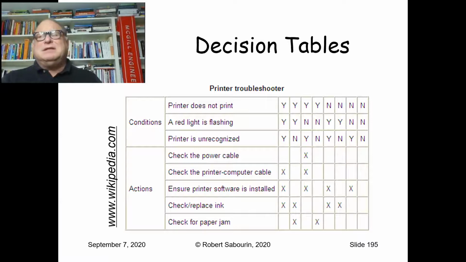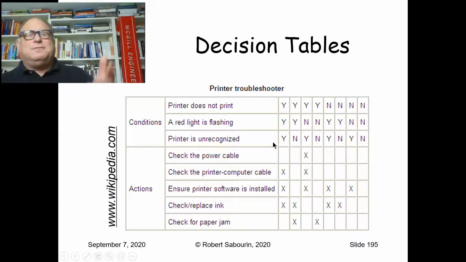Now, in these conditions, if you read it from left to right, the first rule says, if the printer does not print, and a red light is flashing, and the printer is unrecognized by the operating system, then what we should do is we should check the printer computer cable, ensure printer software is installed, and check or replace the ink. So those are the 3 actions we should do if these 3 conditions are true. This is for support desk people to troubleshoot printer problems.